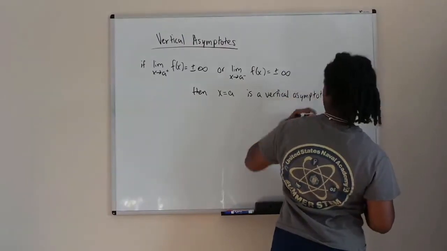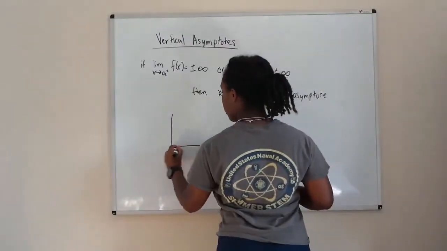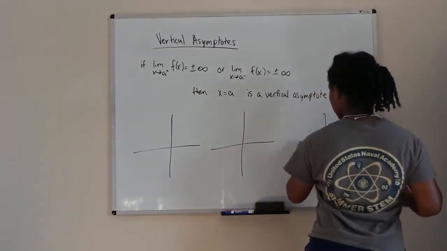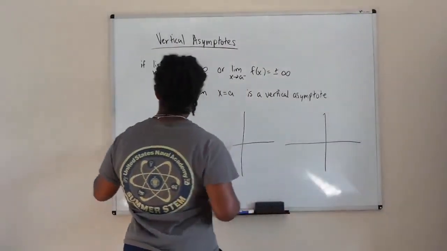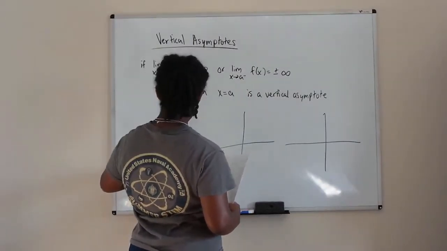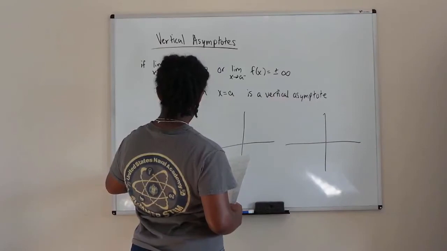I'll just give you 3 quick examples of how that could look. Okay, so we have a vertical asymptote at x equals 0, and that could shoot off to positive infinity.